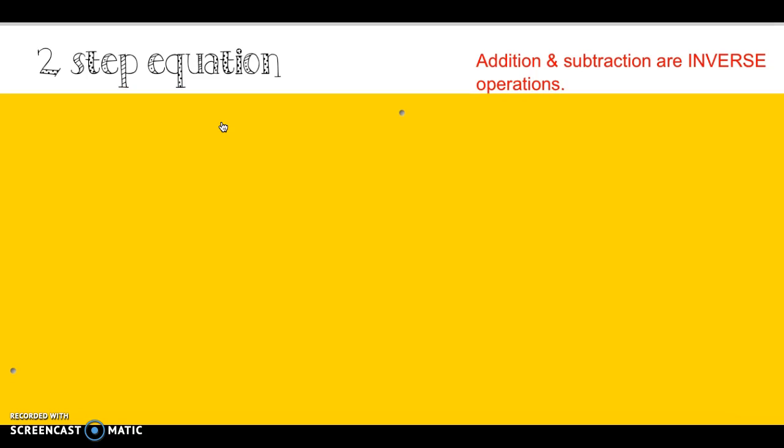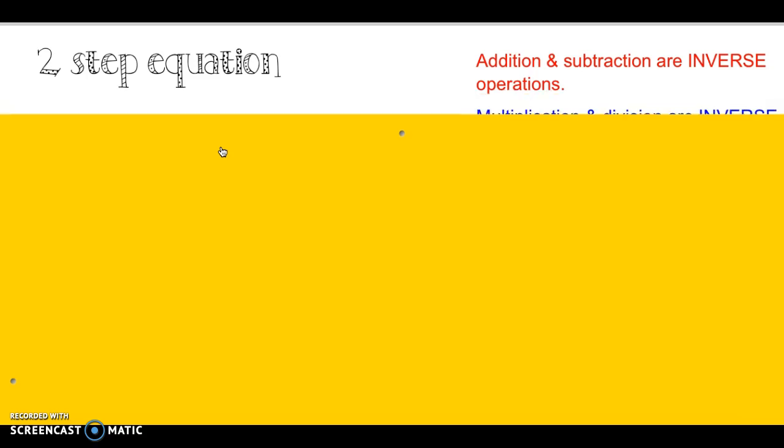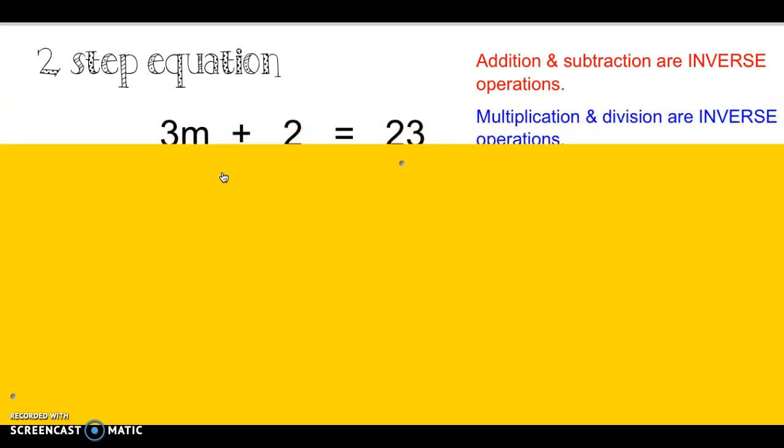Here is an explanation of how to solve equations for the accelerated class, or for people who want a challenge. Here's a two-step equation. You've probably heard me say that addition and subtraction are inverse operations, just like multiplication and division are inverse operations. That means to undo addition, we want to subtract, and to undo subtraction, we want to add. Let's take a look at the equation here.